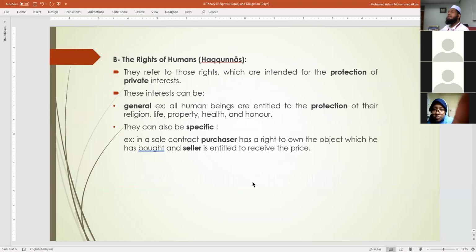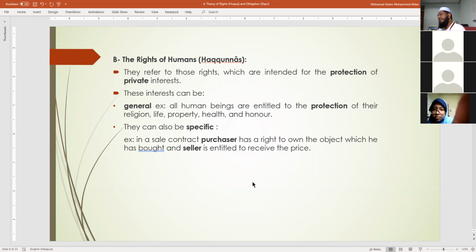They refer to those rights which are intended for the protection of private interest. Generally, for example, all human beings are entitled to the protection of their religion, life, property, health, and honor. This is what, generally speaking, is Maqasid Sharia, right? It can also be specific.